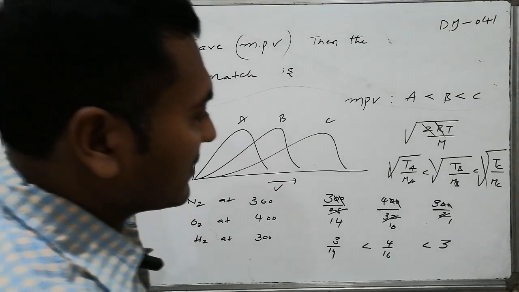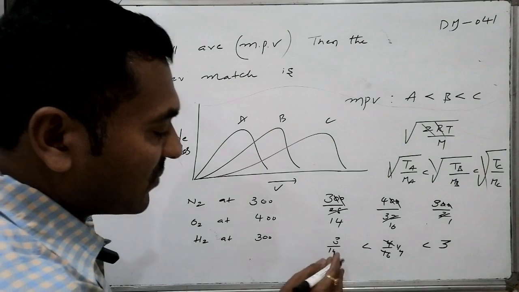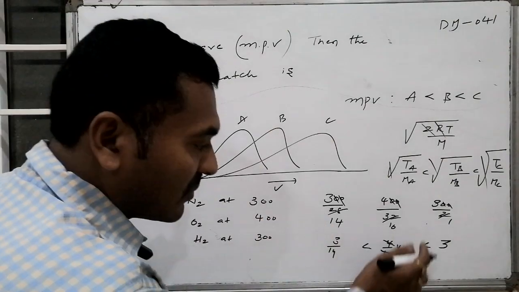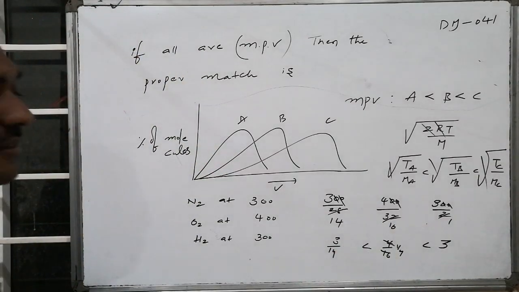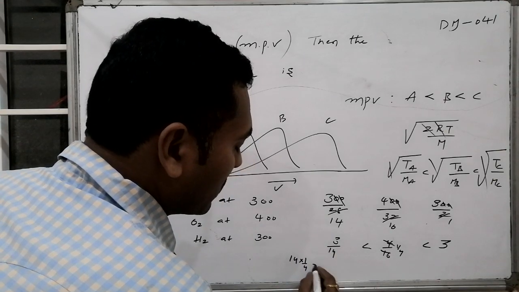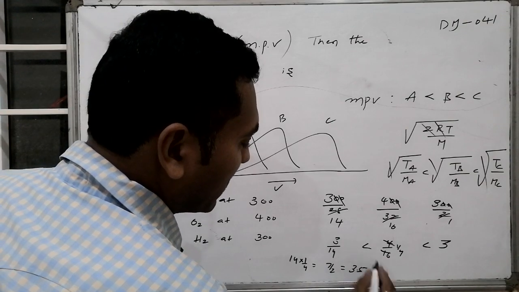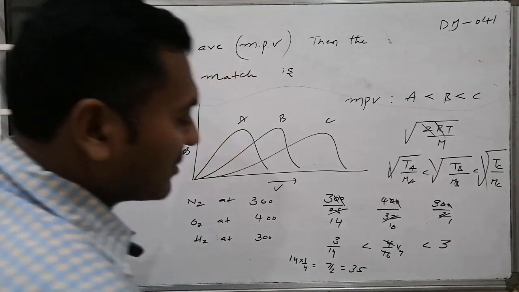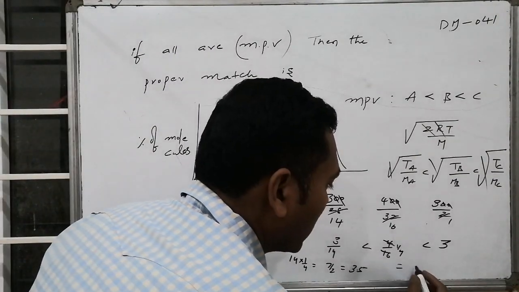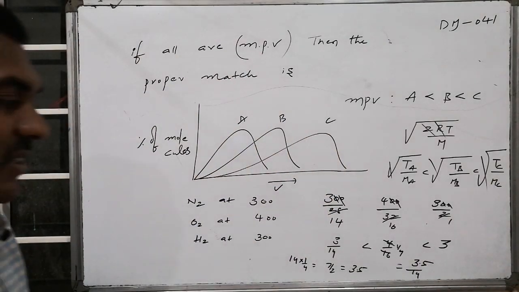Else, I will make it like this: 4 by 16 stands for 1 by 4, which is 0.25. Compare this to 3 by 14. Multiplying 14 by 1 by 4 gives 7 by 2, which equals 3.5. That is, 1 by 4 becomes equal to 3.5 by 14, and 3.5 is obviously greater than 3.